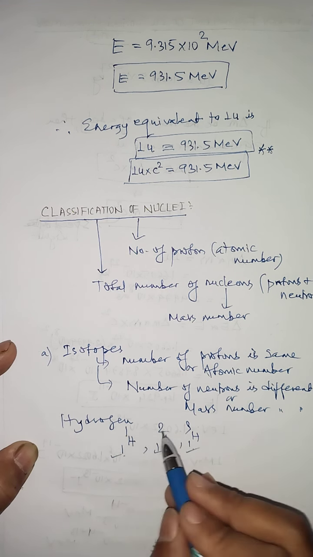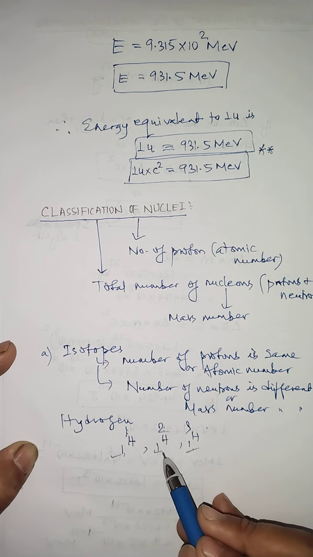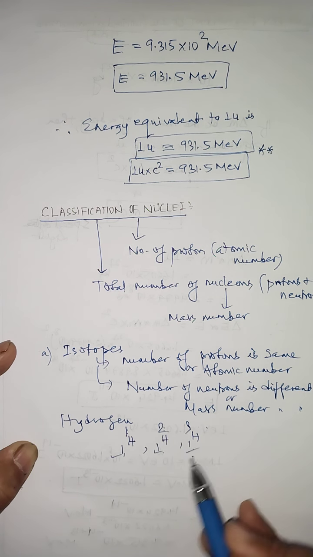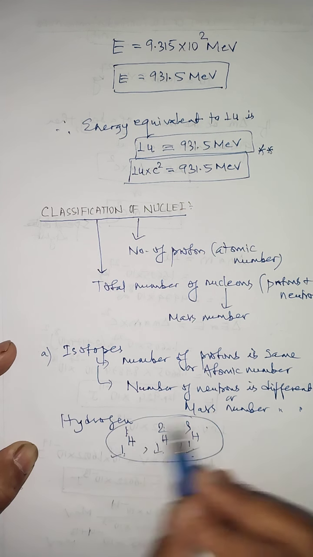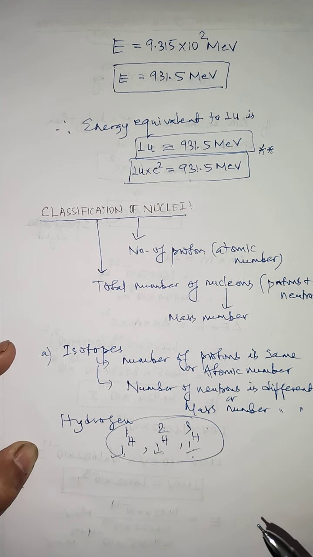The number of neutrons is not the same. Because the number of neutrons is nothing but mass number minus atomic number. So if you calculate the number of neutrons in these isotopes of hydrogen, the number of neutrons is different.